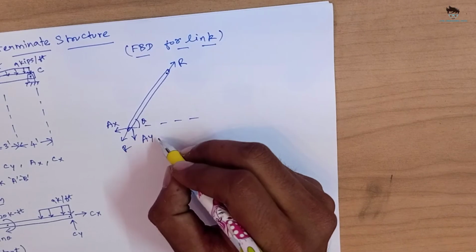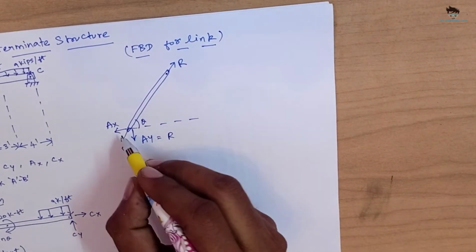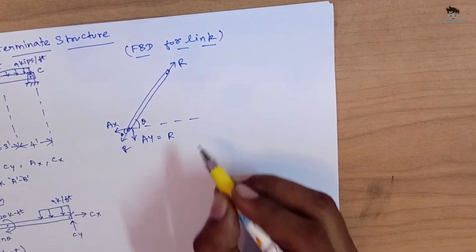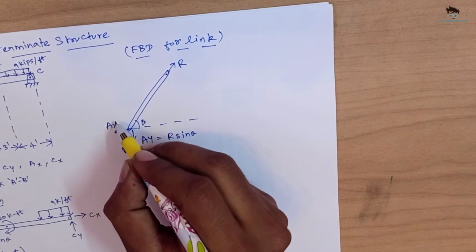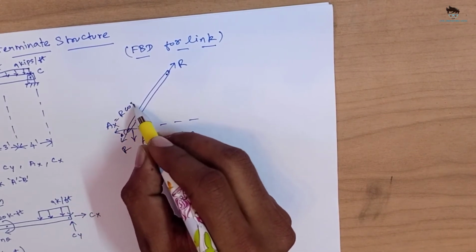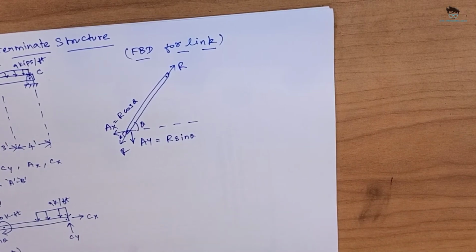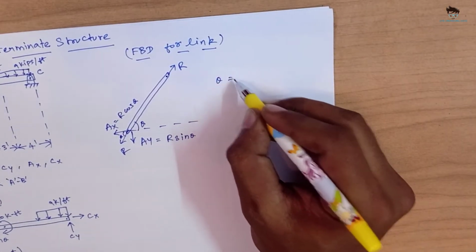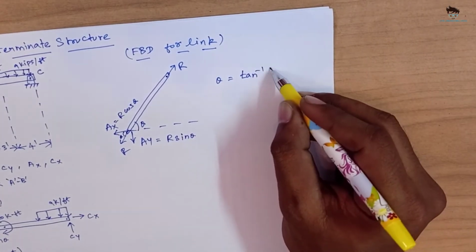Now, we can write the equation for AY and AX. That is, AY is equal to R sine theta, and AX will be equal to R cos theta. This will give us the free body diagram for the link AB. We can find theta from the given structure using a simple trigonometry formula.